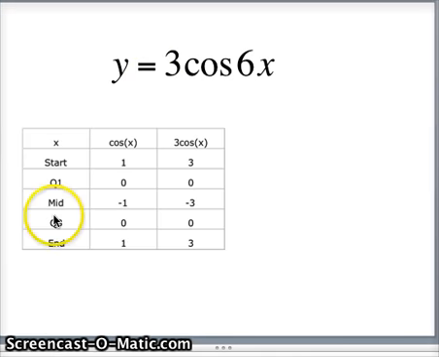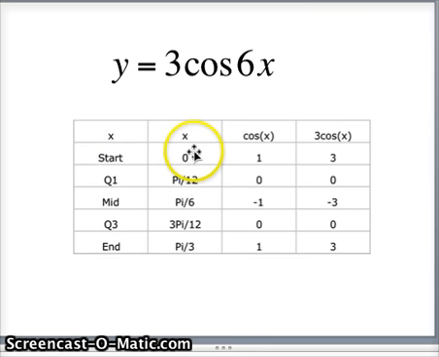So let's think about a generic cosine function. The starting point 0 is 1. The first quarter is at 0. The midpoint at pi is -1. The next quarter is back at 0. And the ending point, 2 pi, is back at 1. But if I multiply by 3, what do I get, right? Up to 3, down to -3, back up to 3. That's the behavior of our cosine function. Now, where was our starting point, our midpoint, and our ending point?